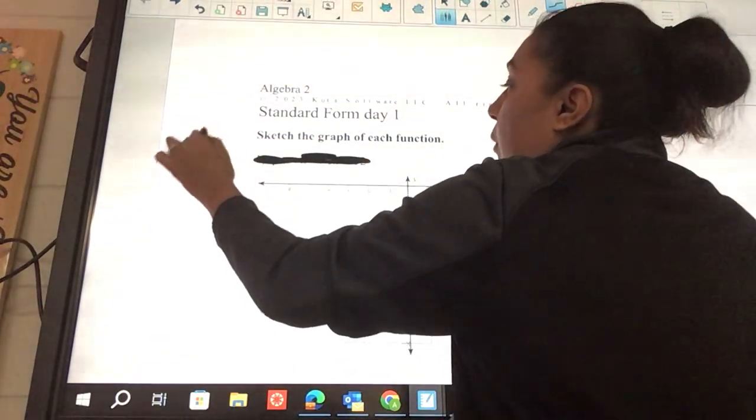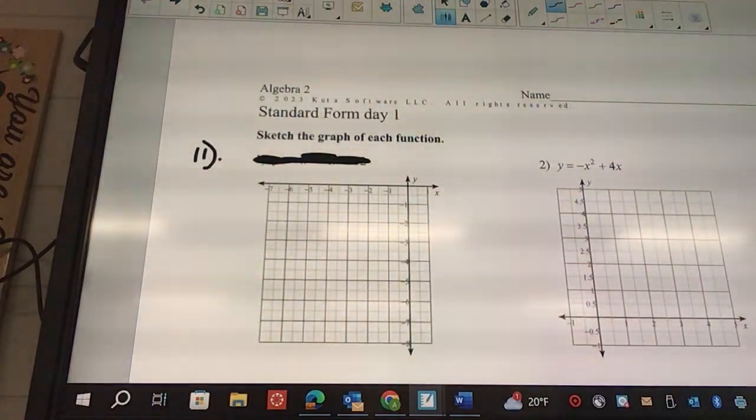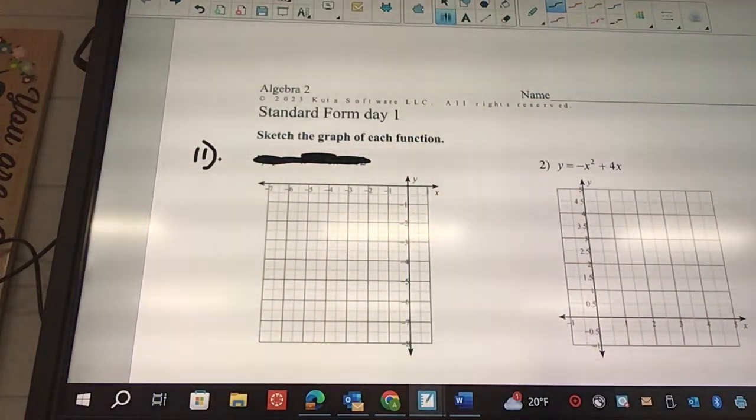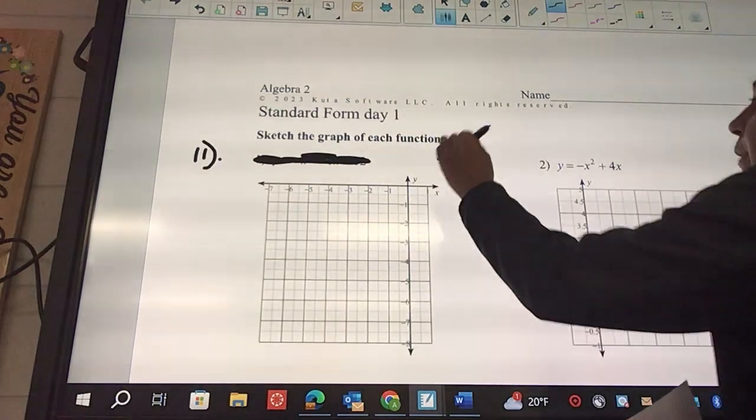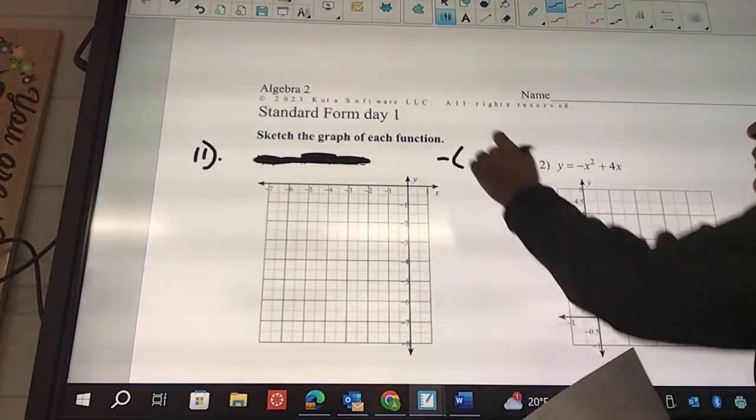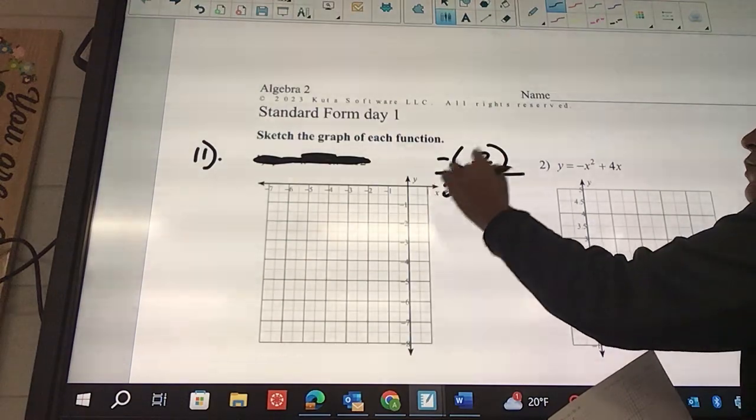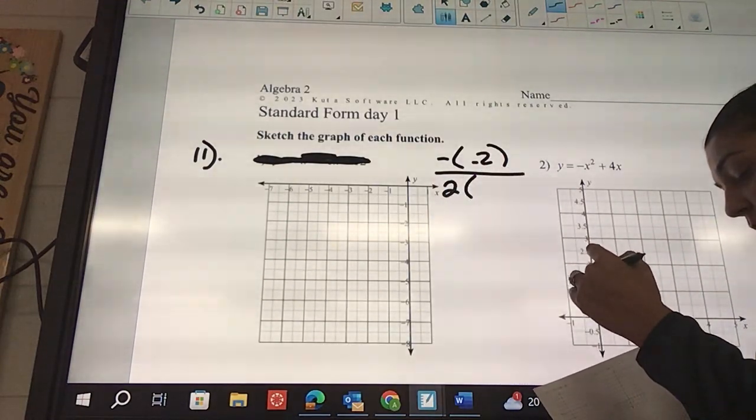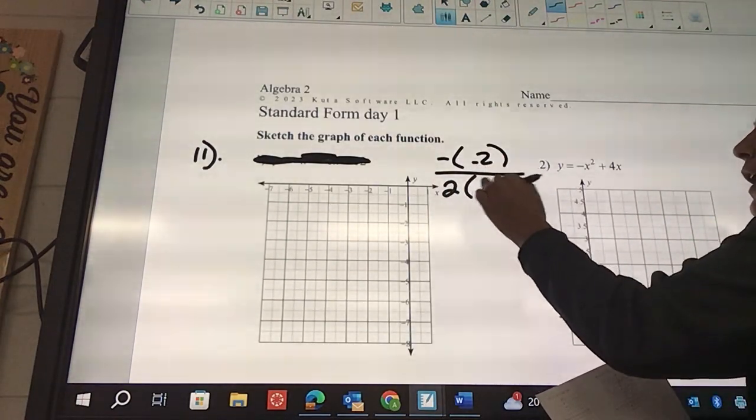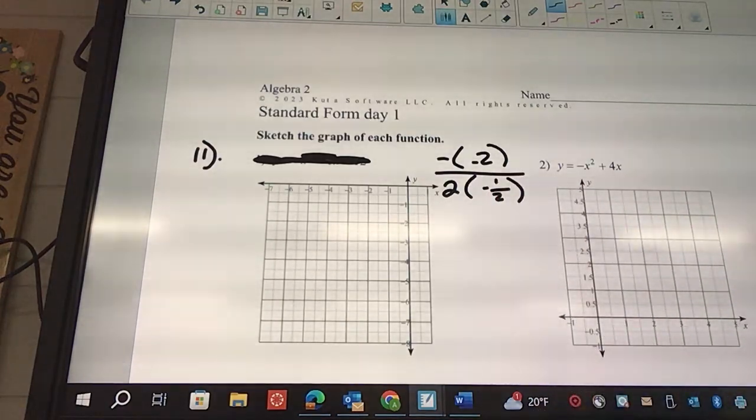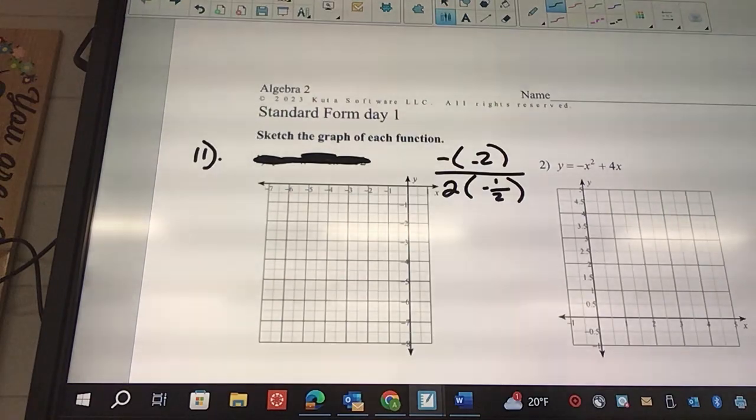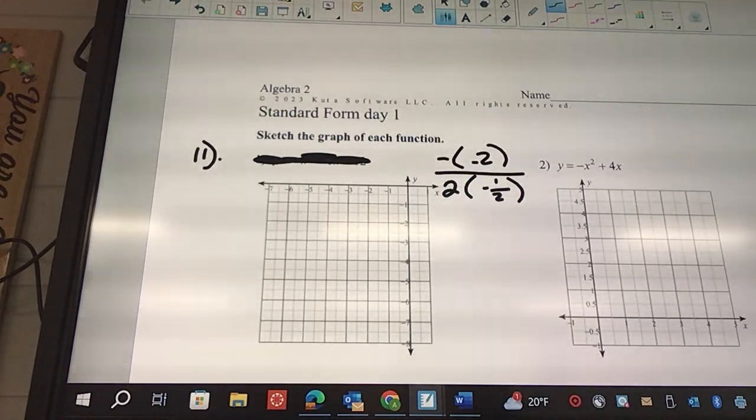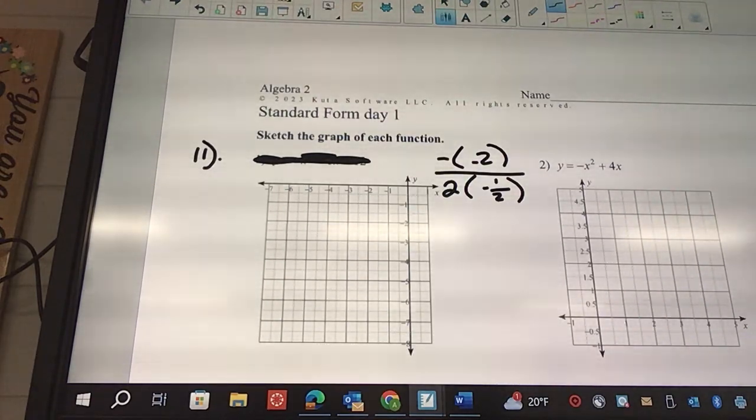Okay, this is for number 11. So we're going to start out with our formula. Negative b. What's my b? Negative 2. Negative 2 over 2, what's my a? Negative 1/2. So it looks funky, but you're still going to type it. However, the fraction part only goes in that bottom parentheses part. So make sure it looks like the picture of what I have.